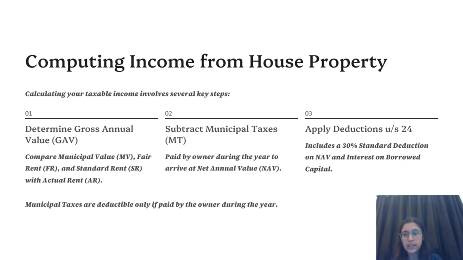So the third slide is computing income from house property. To compute taxable income, we follow three steps. Gross annual value. So we compare municipal value, fair rent, standard rent, and actual rent. Second one is subtract municipal taxes, deducted only if paid by the owner. Then we apply deductions under Section 24, which includes a 30% standard deduction and interest on borrowed capital. After these steps, we arrive at the taxable income from house property.